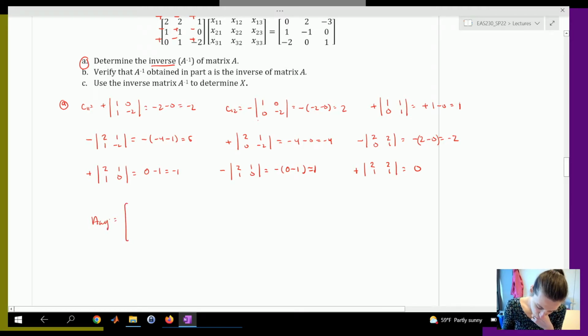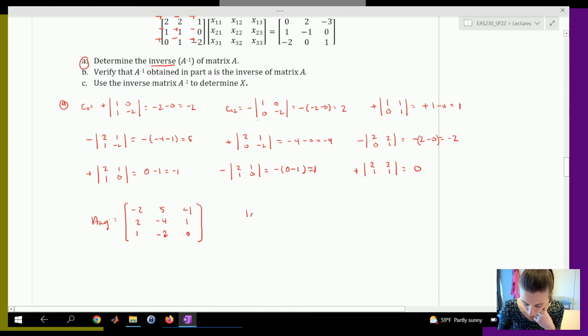I'm going to take these numbers and transpose them. So negative 2, 2, 1. 5, negative 4, negative 2, and then negative 1, 1, and 0.